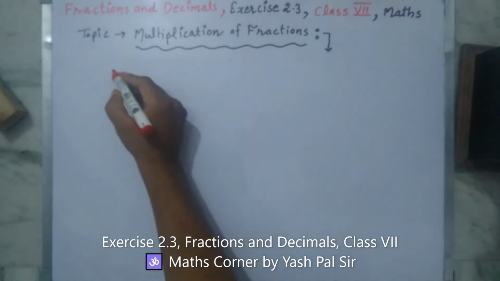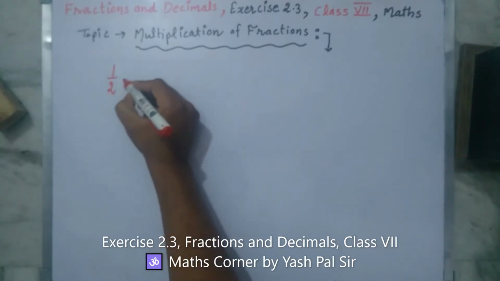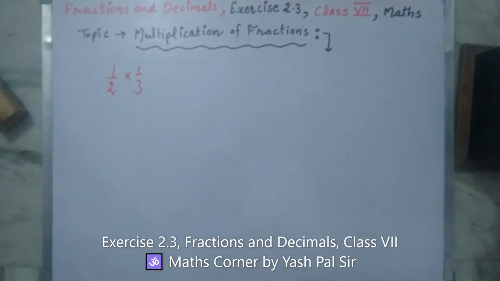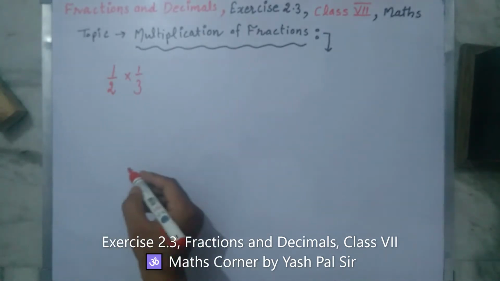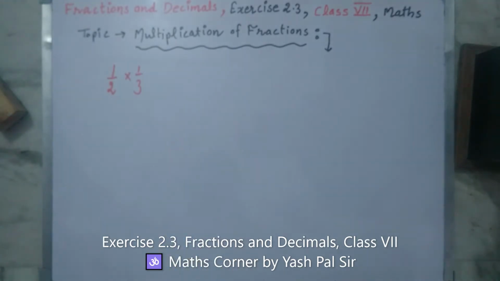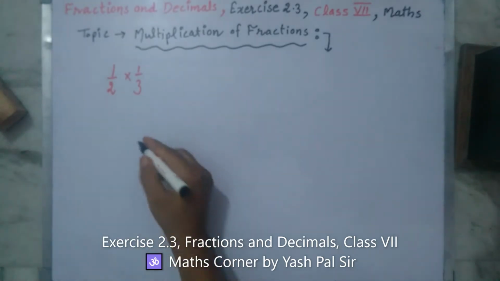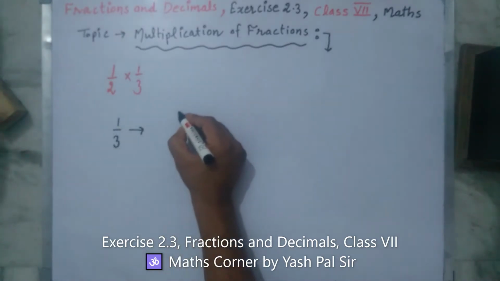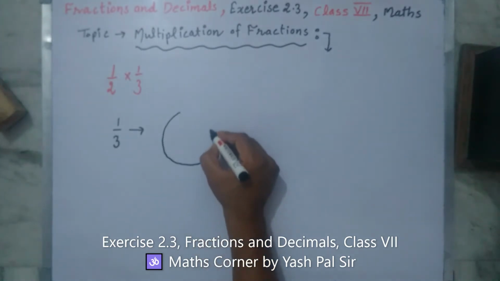What is 1 by 2 into 1 by 3? Suppose this is the question, how to multiply them. First of all, geometrically we shall try to understand this. In a diagram, what is 1 by 3? Suppose there is a circle, one complete circle.